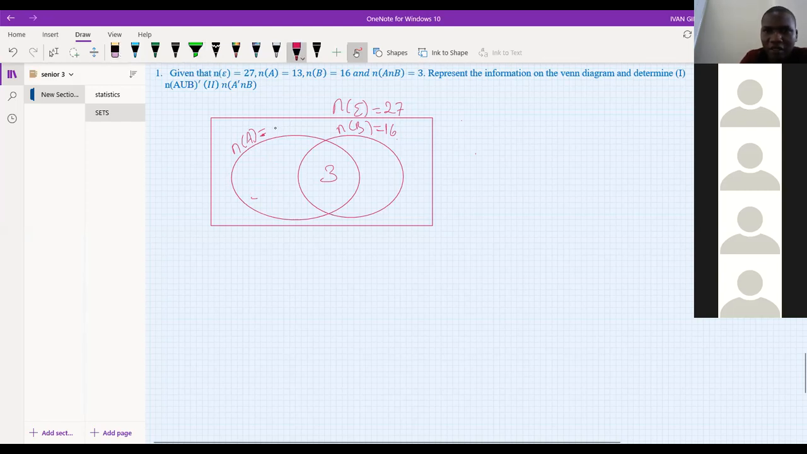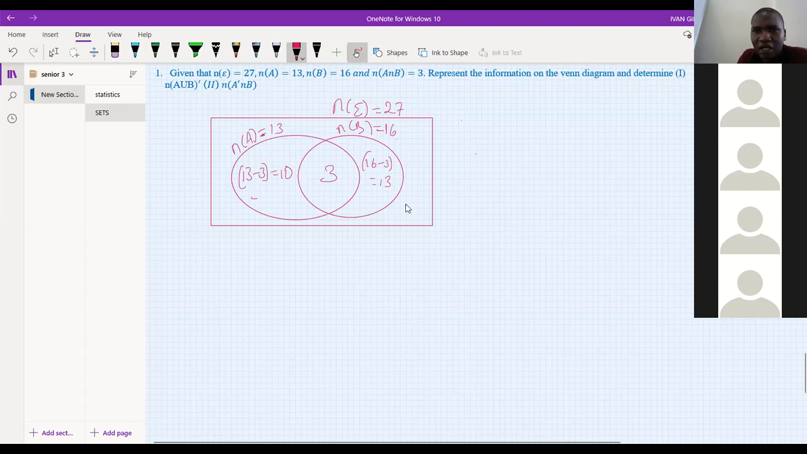So this is 13, and that means that here we shall have 13 minus 3, which gives us 10, because the whole set has 13 elements. But of those 13, 3 also belong to part B. So to get those who liked A only, they are 10. Because now if I add the total here, it must give me 13. Then here the 16 minus 3 should give me 13.